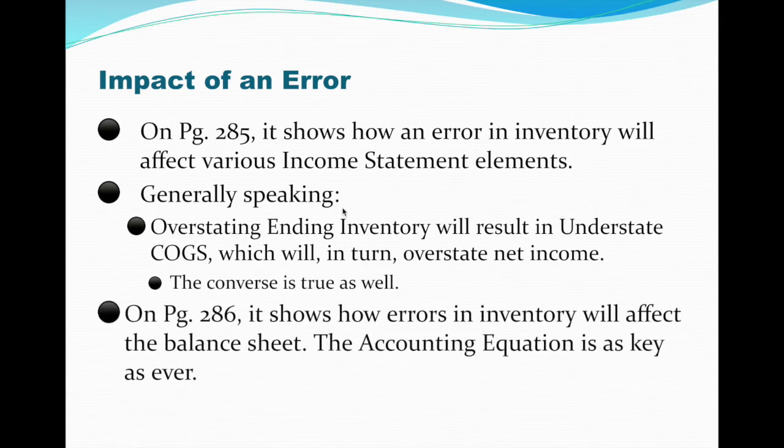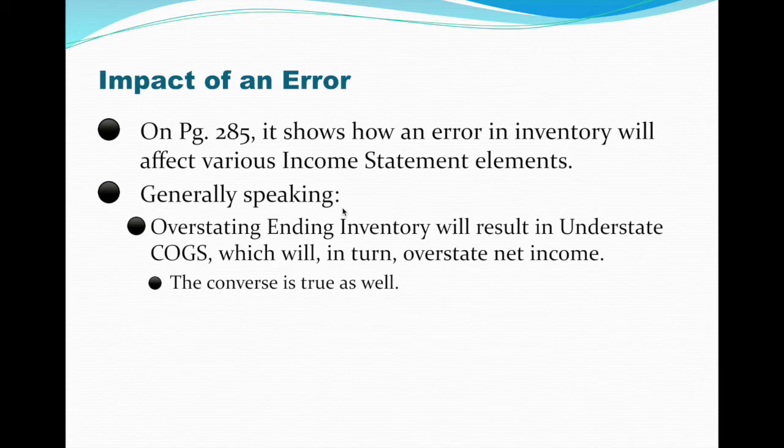And the converse is true as well. So the exact opposite of this will occur if you understate ending inventory. Now this is all broken down in the table, and there's more options and ripple effects in that table, so definitely check that out. But I just wanted to give you an example of the kind of info that you want to scoop up from this table.